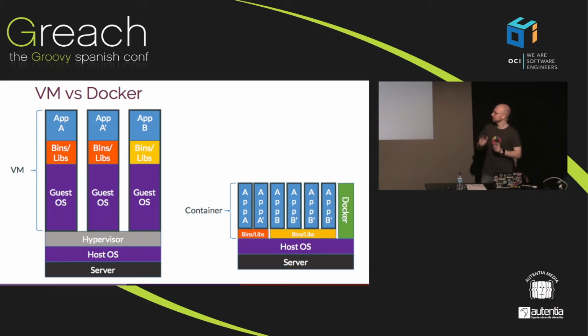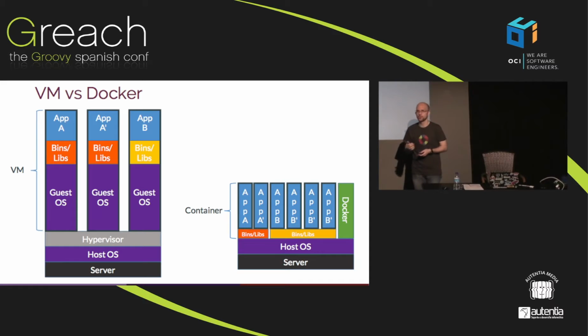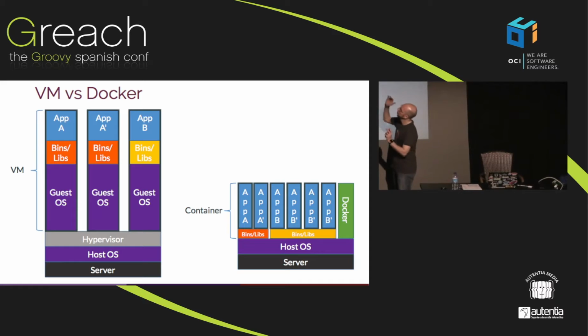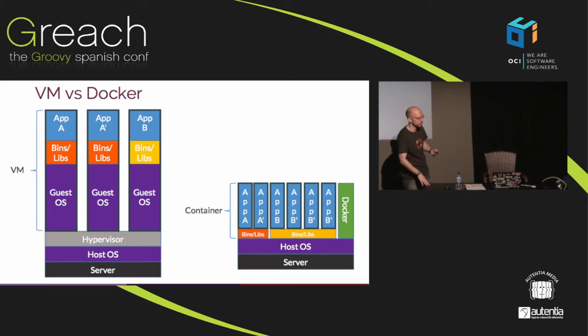So this is for a virtual machine. You have your server, the host operating system, and the hypervisor. And on top of that, you have your virtual machine. So a new guest OS, some binaries, some libraries, and on top of that, your application. If you want to deploy a new version of that application, you can create another virtual machine, exactly like the other one. And you can also create another different virtual machine with different binaries and libraries and another application. So all this layer is a virtual machine.